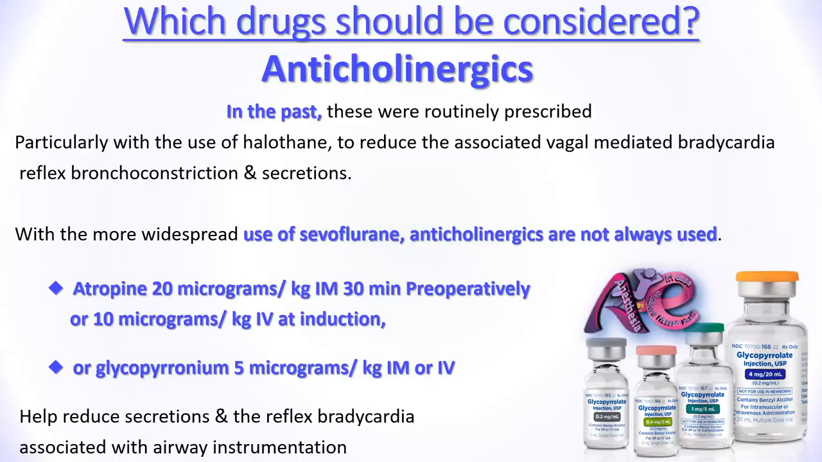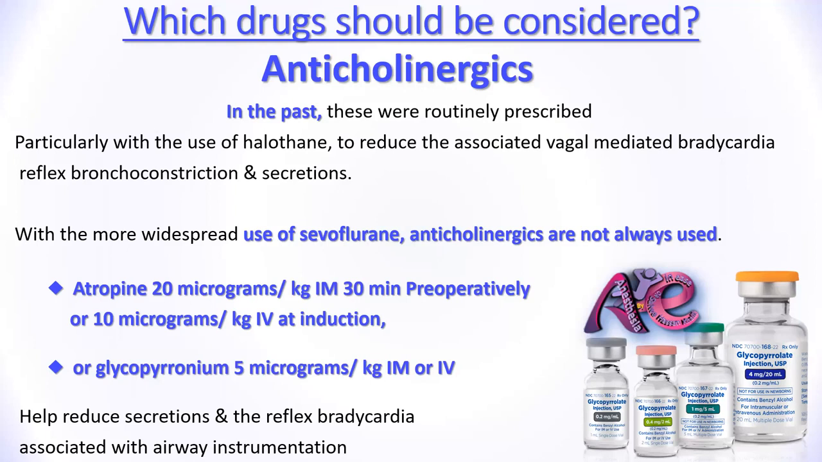Which drugs should be considered? We should consider many drugs during foreign body inhalation. First, anticholinergic drugs. In the past, they were routinely prescribed, particularly with the use of halothane, to reduce associated vagal-mediated bradycardia, reflex bronchoconstriction, and the large amount of secretions with halothane. With the more widespread use of sevoflurane, anticholinergics are not always used.